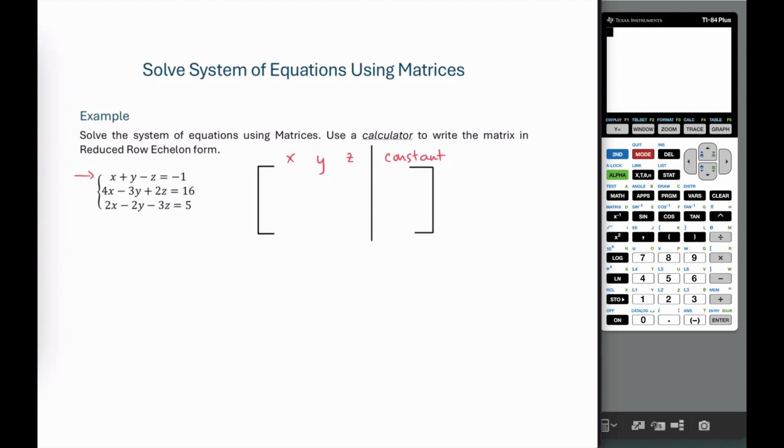The first row is going to go into the matrix as 1 being the coefficient on x, 1 being the coefficient on y, and -1 being the coefficient on z, and then we have -1 as the constant to the right of the equal sign.